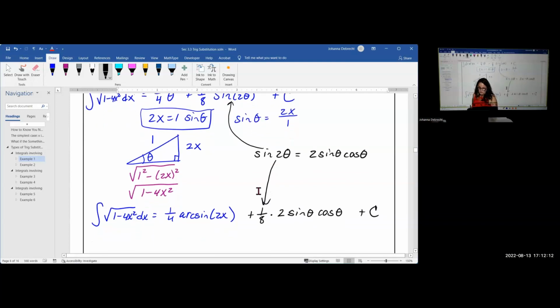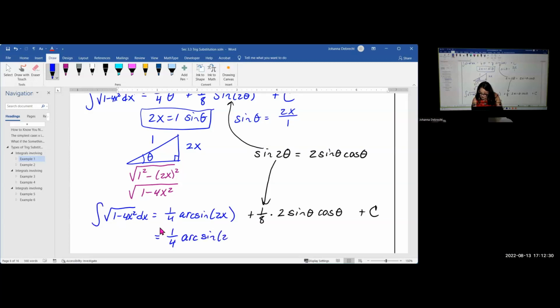Now, what is the sine of theta? The sine of theta, I know what it is. It was my substitution factor. It's 2x. So I know what the sine of theta is, so I can now replace that in my expression for the value of the integral. So I have 1/4 arcsine of 2x. 2 divided by 8 is 1/4. And sine of theta is 2x.